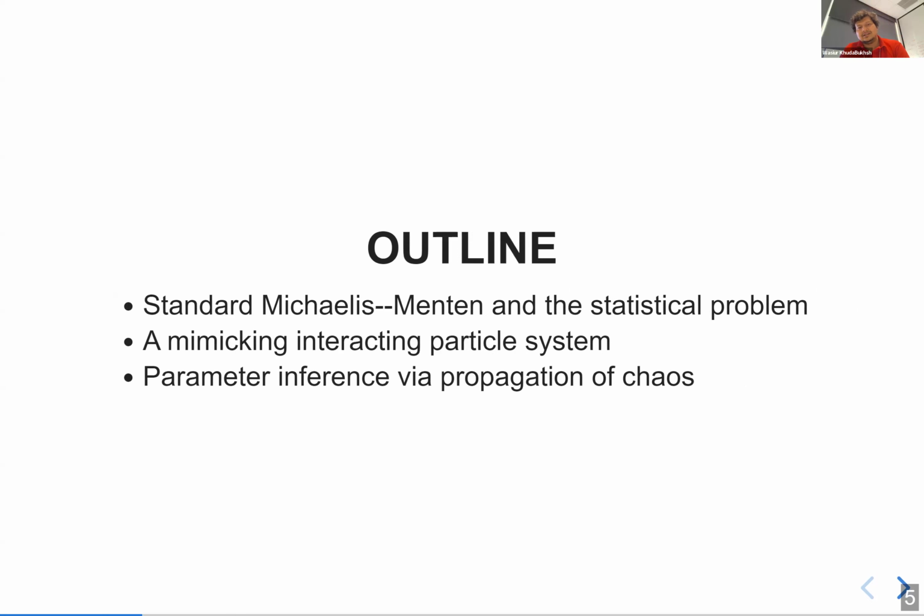So I'll describe the standard Michaelis Menten enzyme kinetic reaction. Not everyone might be familiar with this type of reaction, so I'll pick the simplest version. In the paper, we have multiple intermediate species, and we explain how to do the same thing for the more general model, but here I'll talk about the simple one. Then I will talk about the mimicking interacting particle system, and then about how we can do parameter inference using the mimicking particle system using ideas of propagation of chaos.